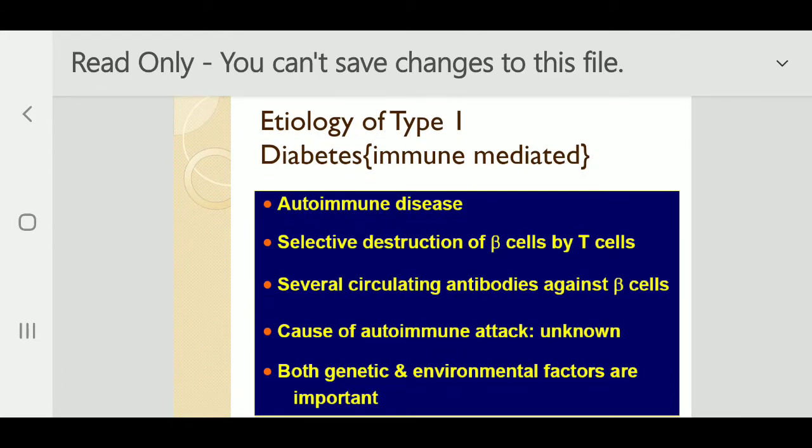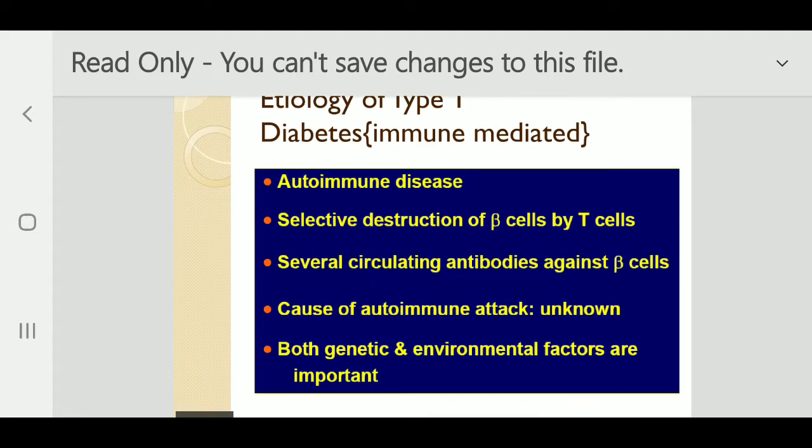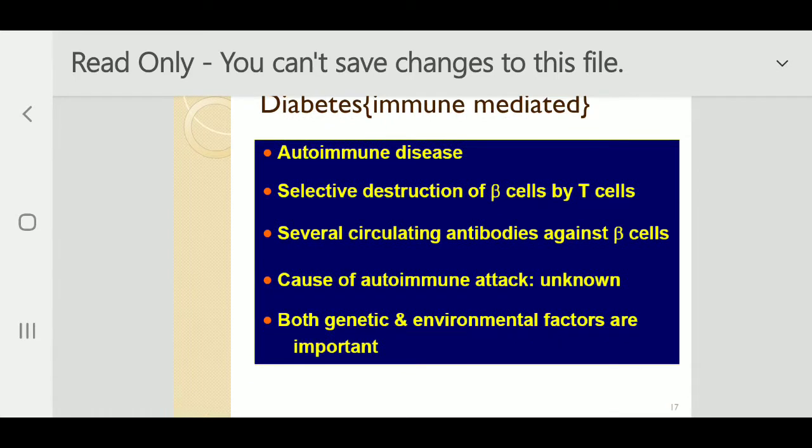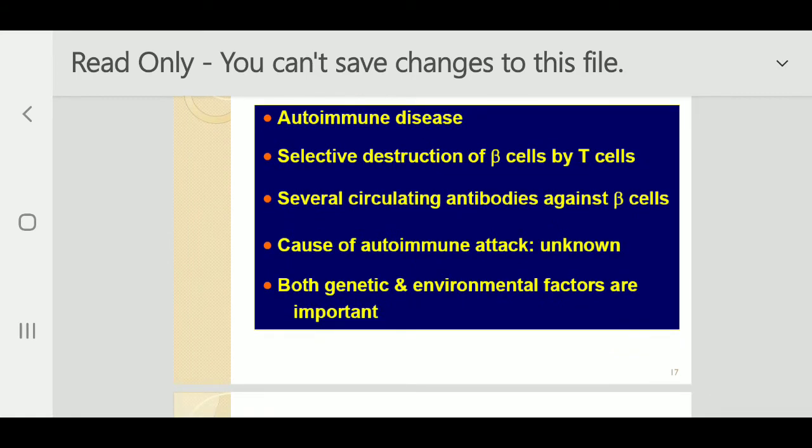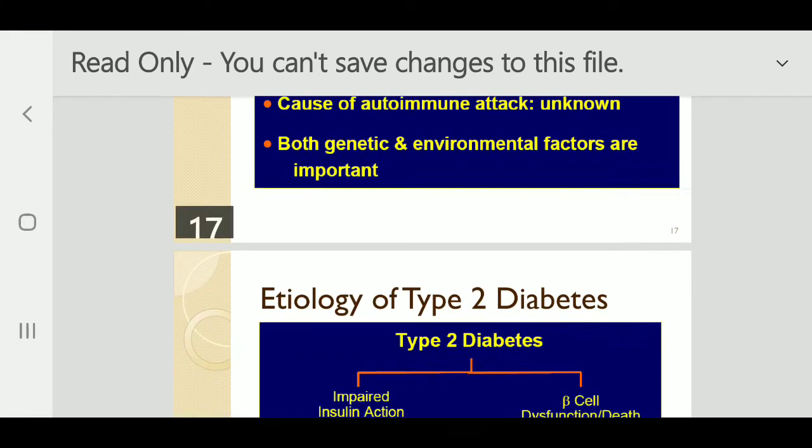Now, coming on to etiology of type 1 diabetes or immune mediated diabetes mellitus, it's an autoimmune disease, that is, antibodies are secreted against self-antigens. There is selective destruction of the beta cells of the pancreas by the T cells, that is the T lymphocytes, and there are also circulating antibodies against the beta cells. There are two factors. T cells are directly destroying the beta cells, and also there are antibodies that are combining with the beta cells and destroying it. Cause of autoimmunity is usually unknown, and genetic and environmental factors have been put forth.